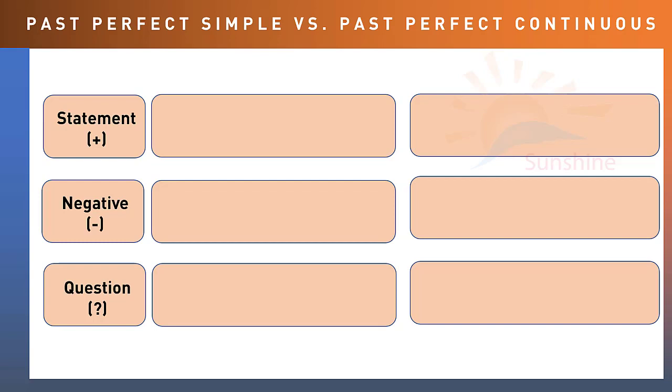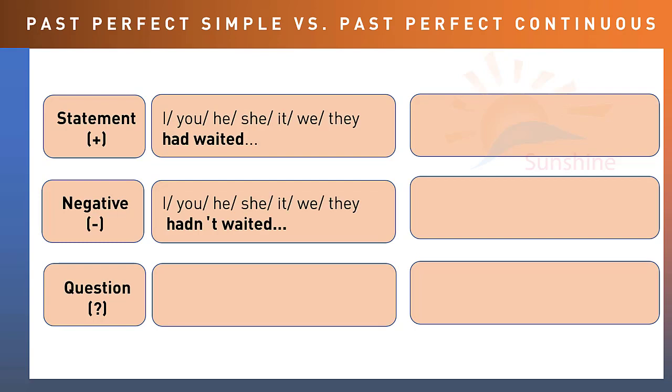Let's look at the structures of these two tenses. First, past perfect simple. To make a positive statement, we use the subject, then had, and then the past participle of the verb. I had waited. To make a negative statement, we use the subject, had not or hadn't, and the past participle. I hadn't waited. To make a question, we use had, then the subject, then the past participle. Had I waited?